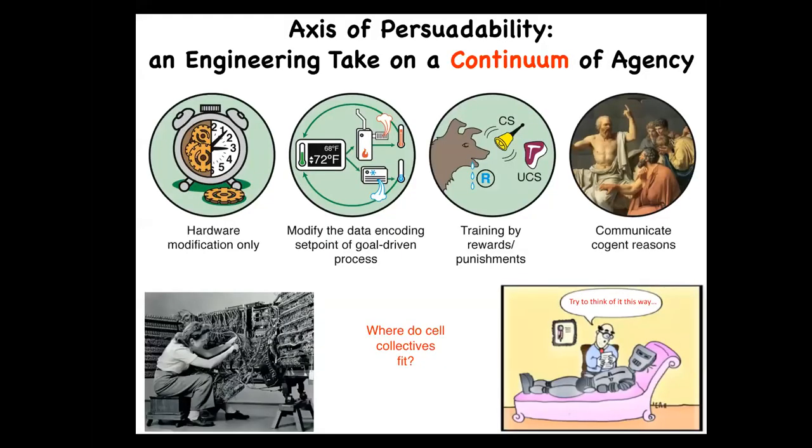And so we have in engineering a whole spectrum, and I call this the axis of persuadability, which is basically a spectrum of diverse agents, all the way from very simple mechanical devices, all the way up through cybernetic homeostats and various learning systems, and eventually, complex metacognition.